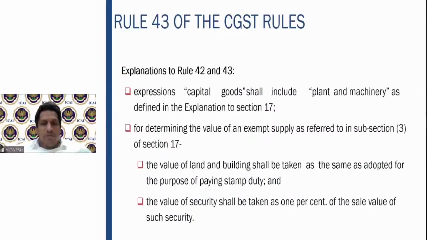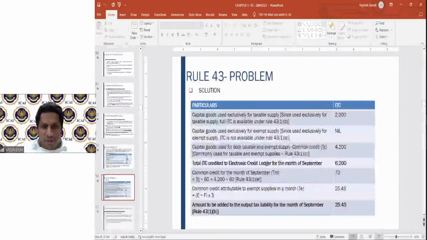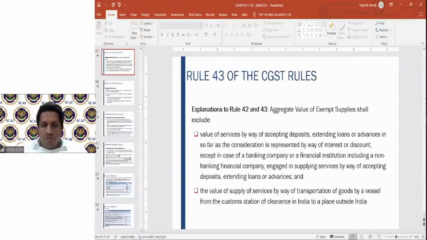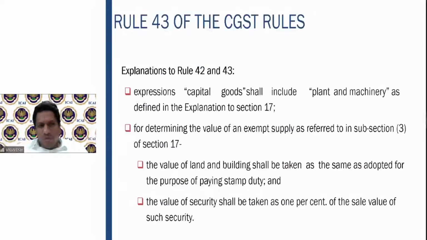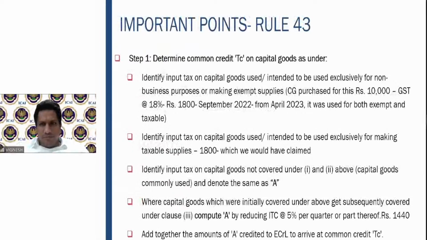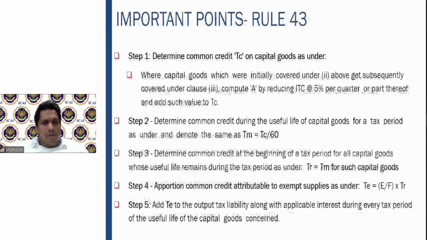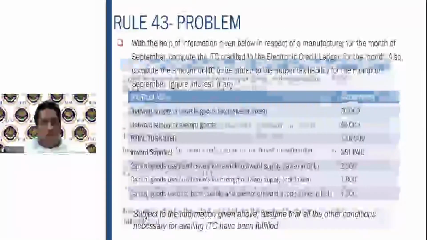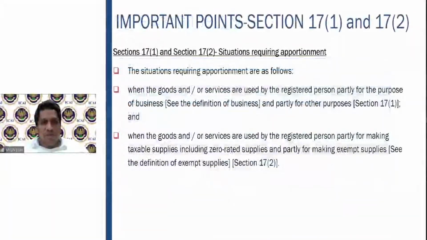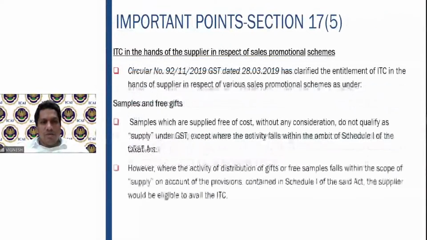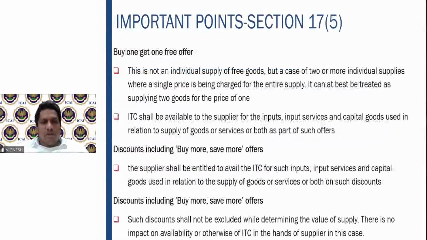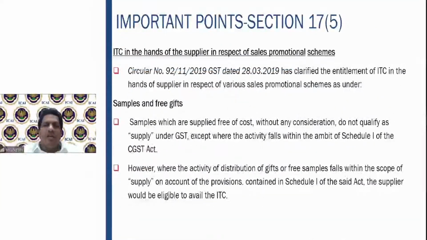Fine. So these explanations we have seen. These explanations are also important. How to take into consideration what all to exclude, what all to include, that also you have to make a decision. Okay. These are the various steps for capital credit. We have seen a problem based on this, apportionment of credit. All this, these are some cases which are covered here.